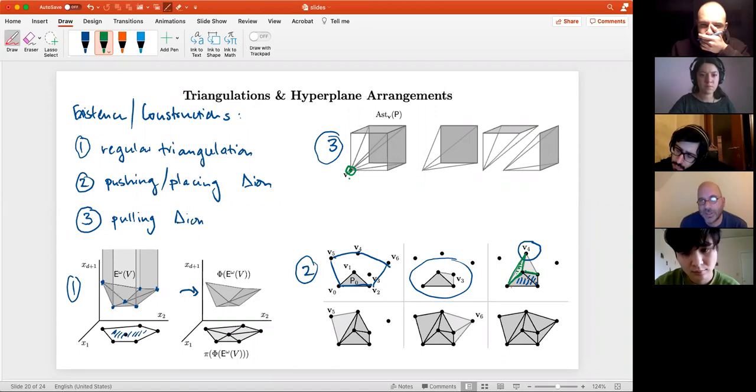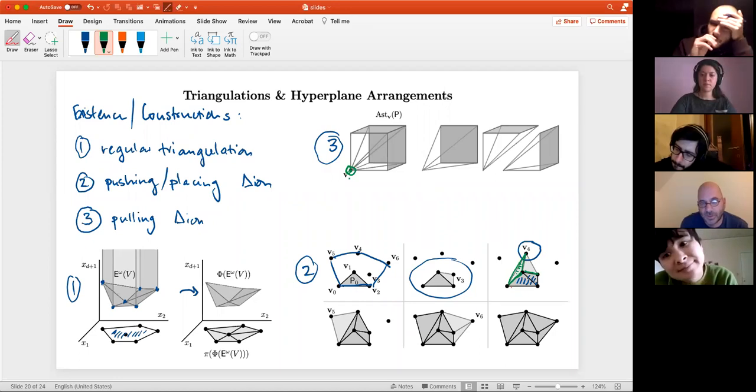Again, I can do this iteratively. It's a little bit of the opposite of number 2. The name suggests that too.